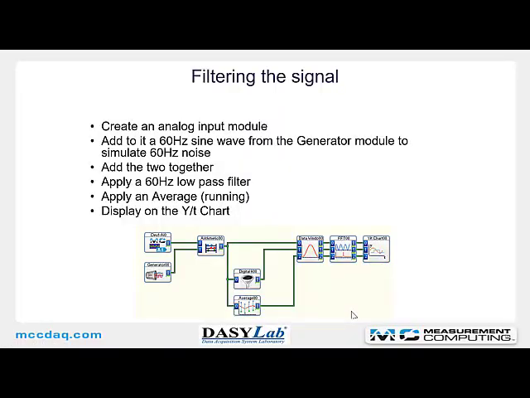Now let's take a look at the digital filter module and compare it to how the average module works. I want to create an analog input module, and I'm going to add a 60 cycle sine wave from the generator module to simulate some 60 cycle noise. We'll add your analog input and the noise together and apply a 60 Hertz low pass filter to try and remove that again. We'll also, in parallel, create an average module, doing a running average, and do a data window FFT and then display it on the YT chart to show you the difference between the unfiltered data and the filtered data.